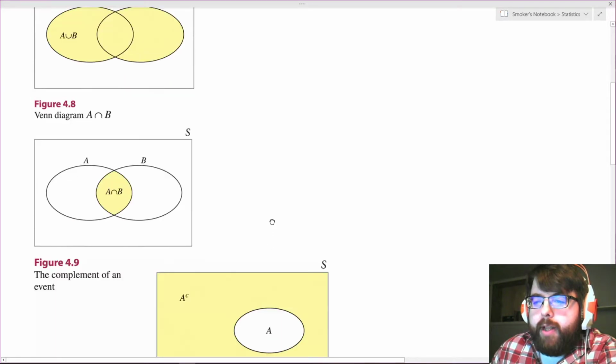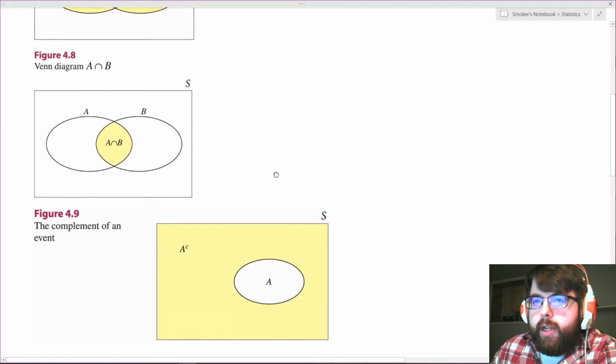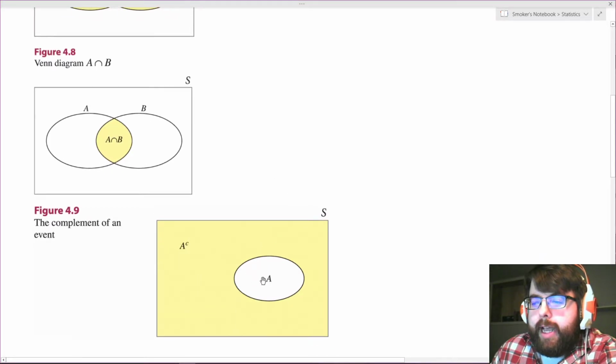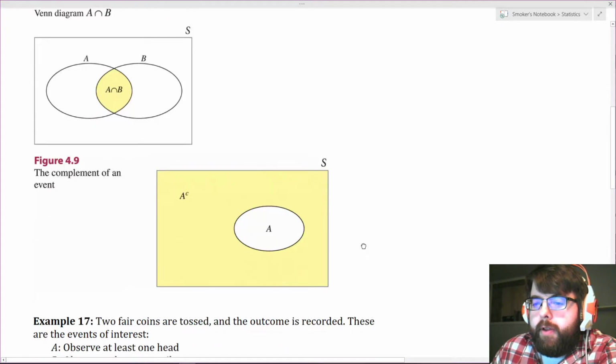And the complement is everything that's not in A, but still in the sample space. So the die has 1, 2, 3, 4, 5, 6. A is evens, 2, 4, and 6. So out here in the sample space, but not in A, would be 1, 3, and 5.